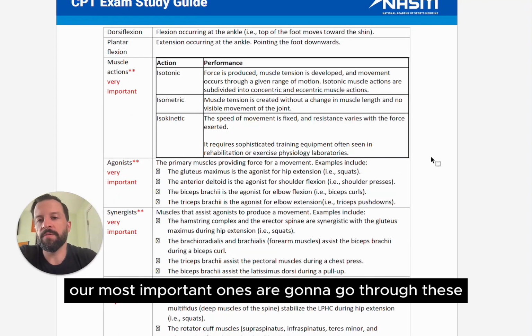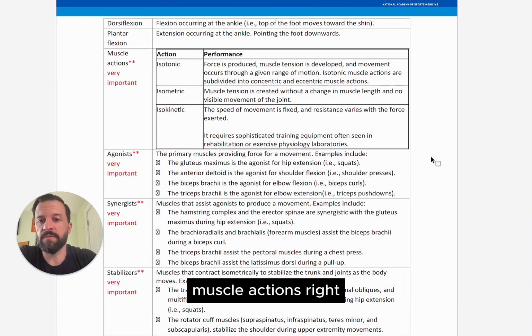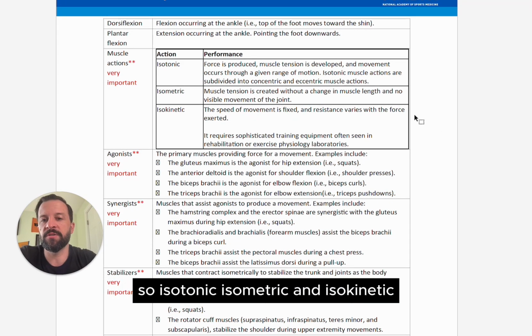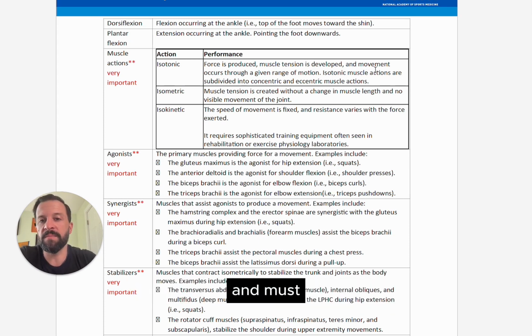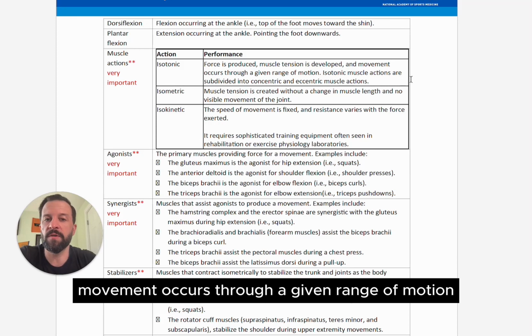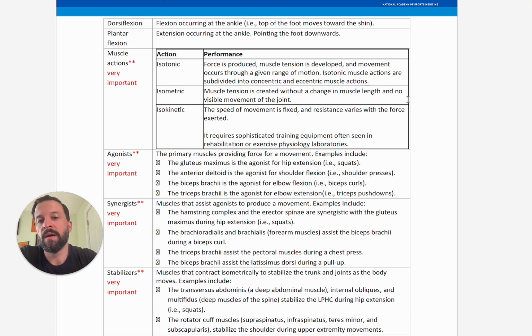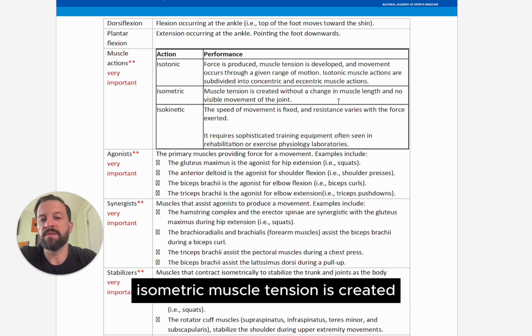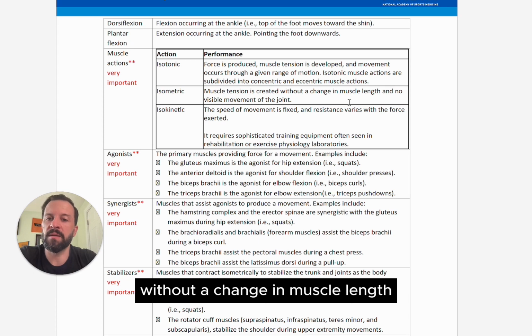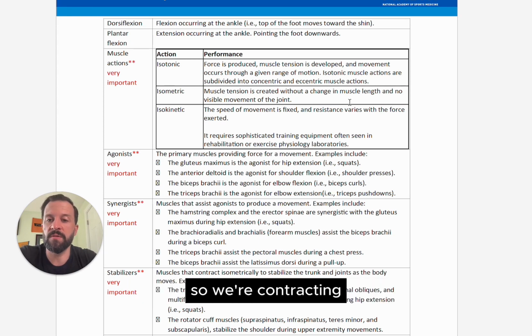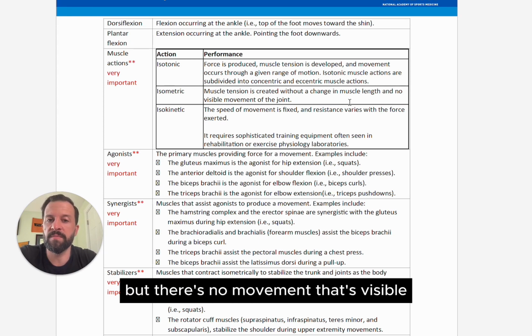And then our most important ones, we're going to go through these muscle actions, right? So isotonic, isometric, and isokinetic. We kind of talked about these before, but isotonic, the force is produced, muscle tension is developed, and movement occurs through a given range of motion. Isotonic muscle actions are subdivided into concentric and eccentric muscle actions. Isometric, muscle tension is created without a change in muscle length and no visible movement of the joint.